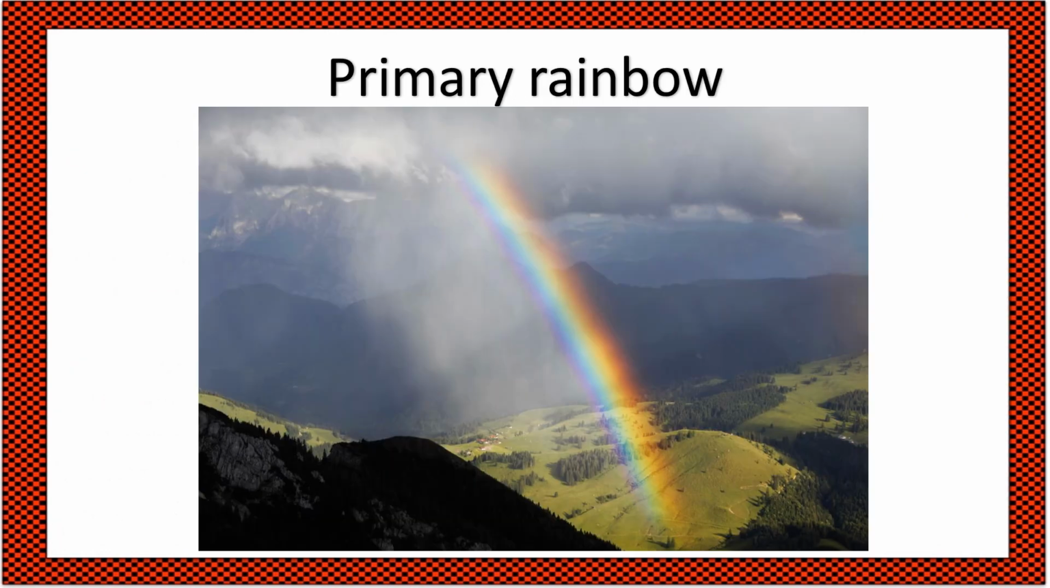There are 2 types of rainbows. One is the primary rainbow and the other is known as the secondary rainbow. In the primary rainbow, the outer arc is red and the inner arc is violet. The other colors are mixed up and lie in between the 2 extreme colors, that is, between red and violet. The primary rainbow is the result of one internal reflection.